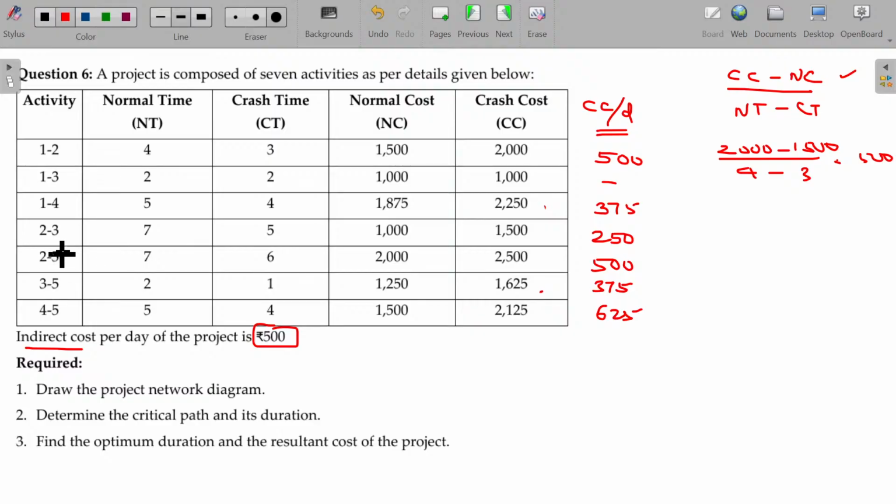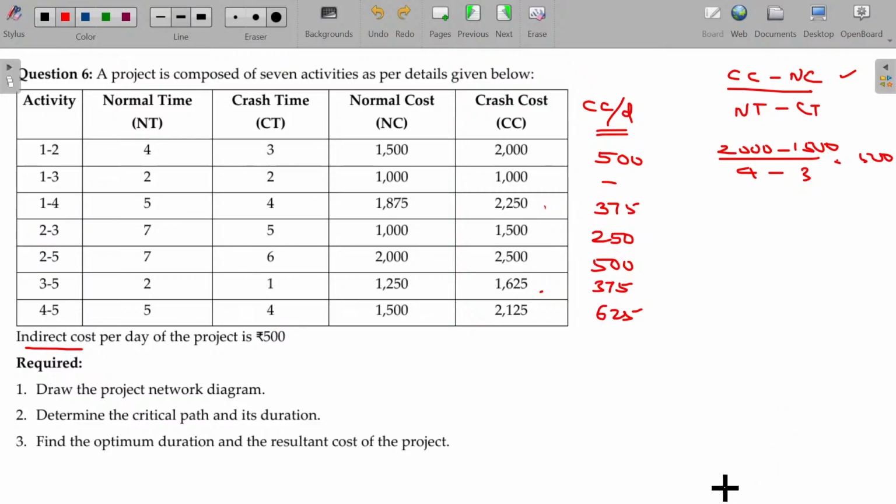So by crashing the activity from 3 days to 2 days, you spend 250 extra. Because of crashing one day, you can save 1 day's fixed overhead. So ultimately, your cost reduction is 250, isn't it? So these are the things that are going to be calculated in this illustration.